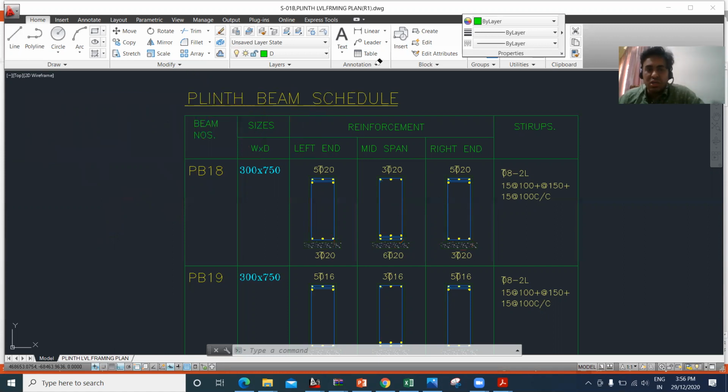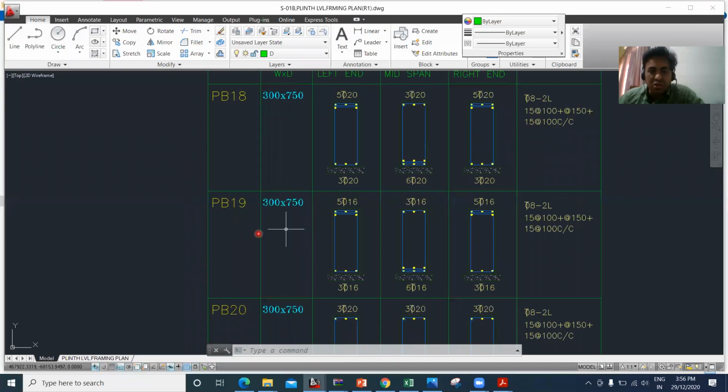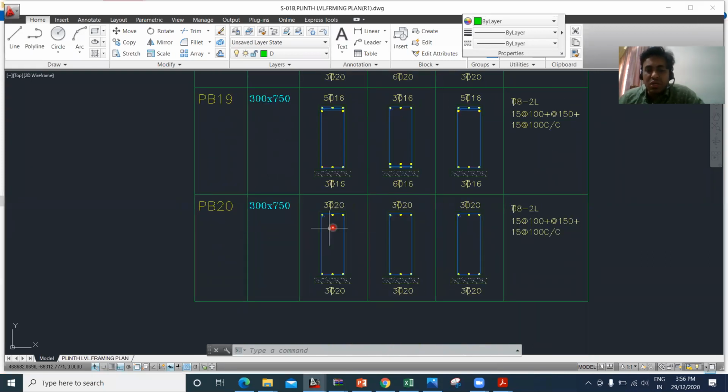So we'll try to discard it. Other than that, it's the same thing everywhere. There are not many changes. Again, here also it is the same thing. Only the reinforcement might change. Here you are providing 20 diameter, here you are providing 16 diameter. Same thing everywhere, it's 16 diameter. This remains the same. Again, for PB20 also it's the same thing.